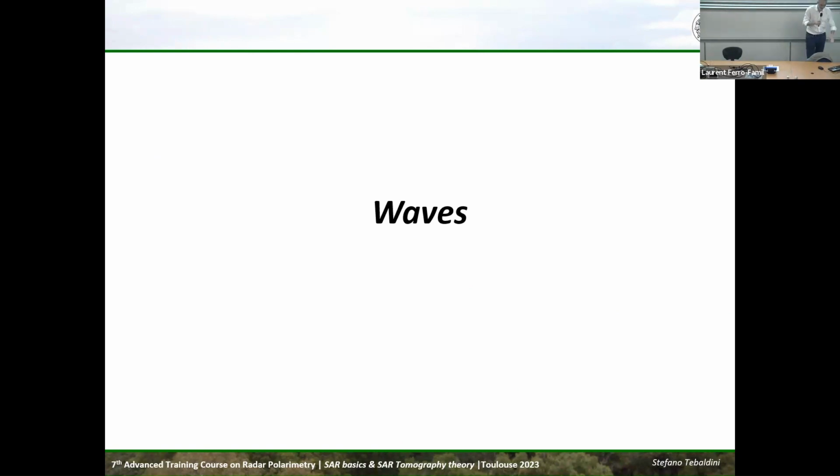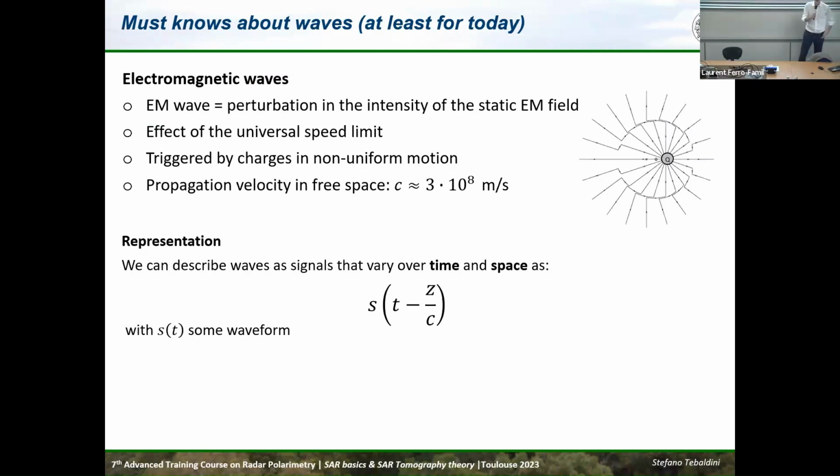So we start with waves. What is an electromagnetic wave? Very shortly speaking, an electromagnetic wave is a perturbation in the intensity of a static field. It is an effect of the universal speed limit, and we can say that it is triggered by electrical charges in non-uniform motion. So if I have a charge in my hand and I start shaking this charge, this will produce a wave. And very importantly, electromagnetic waves always propagate in free space with a constant velocity, which is the speed of light.